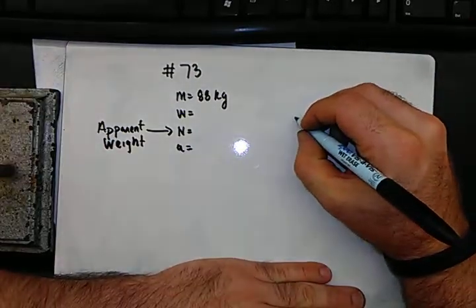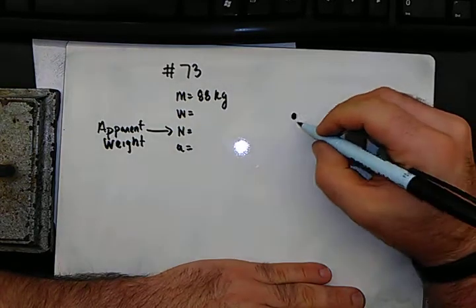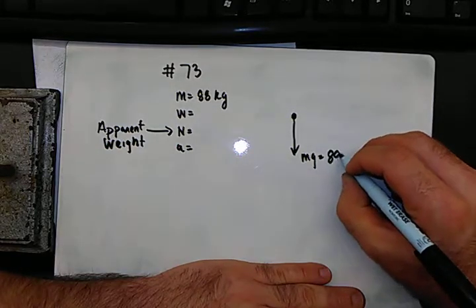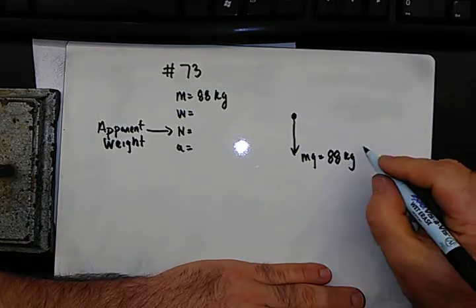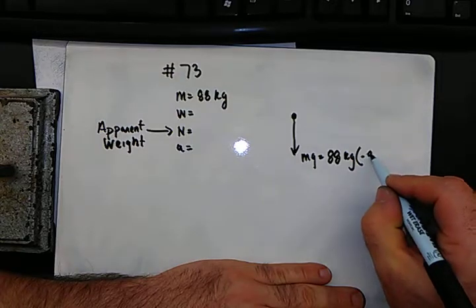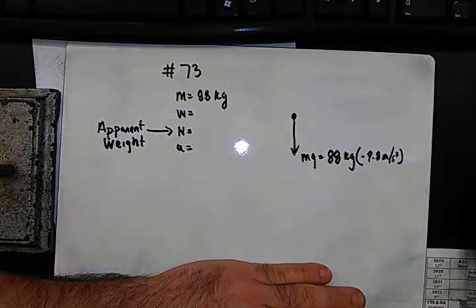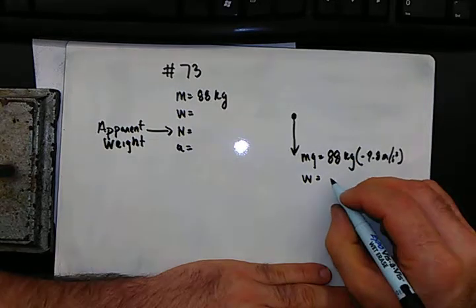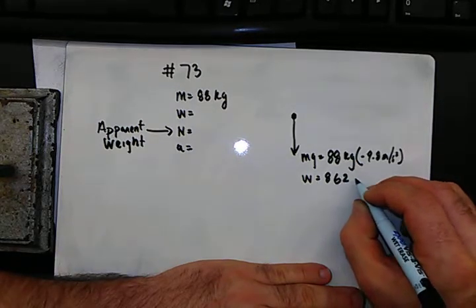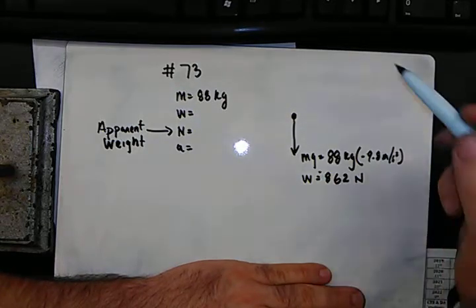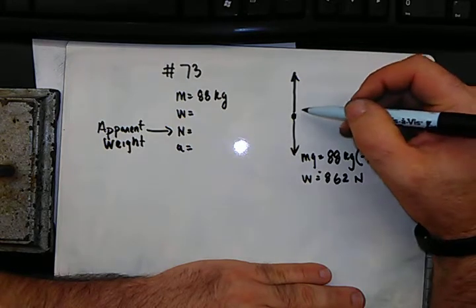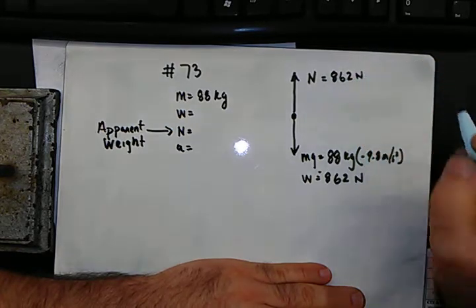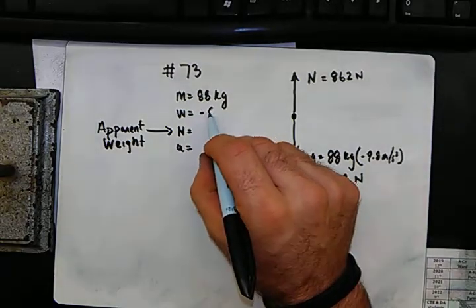So here's the idea. Here's our worker. We've got a force of mg, so it's going to be 88 kilograms multiplied by 9.8. 88 times 9.8. So the weight of this worker is 862 newtons. We know that generally, if this thing's not accelerating, the normal force is going to be 862 newtons. So we figured out the weight. Weight is 862.